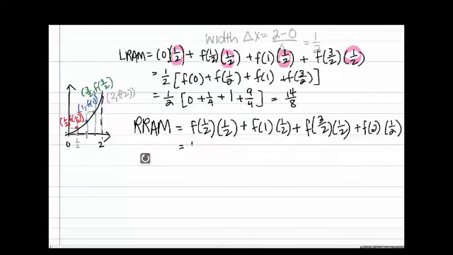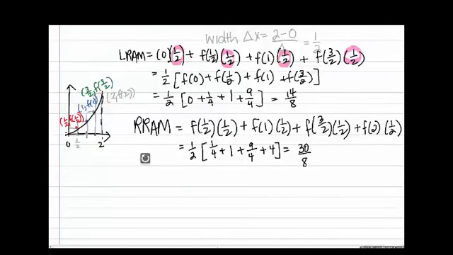And we can plug in all our numbers. I can actually also factor out the 1/2. So we'll be adding up 1/4. Now these are all the heights. 1/4 plus 1 plus 9/4 plus 4, which is going to end up with 30/8.